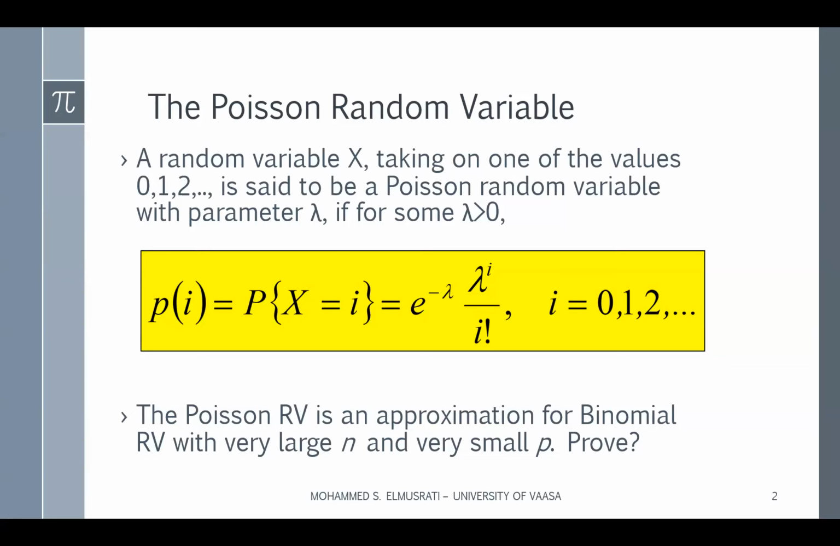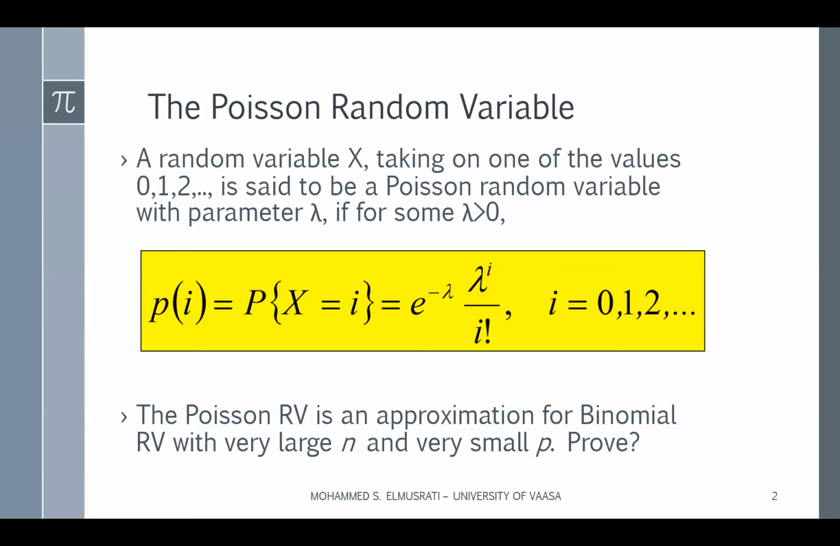Okay, what we can see in front of us is one of the models that is used. It is called the Poisson random variable. The Poisson random variable is also discrete. It is quite similar to the binomial distribution, but the main difference is that it applies when the total number of trials is too large.